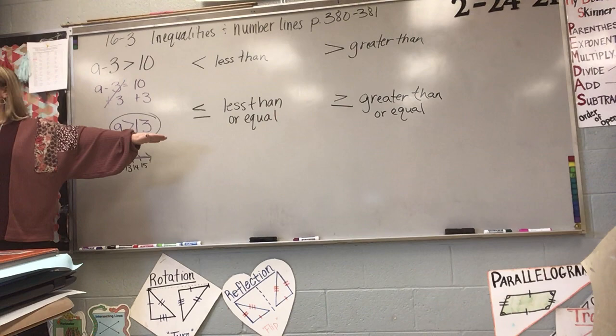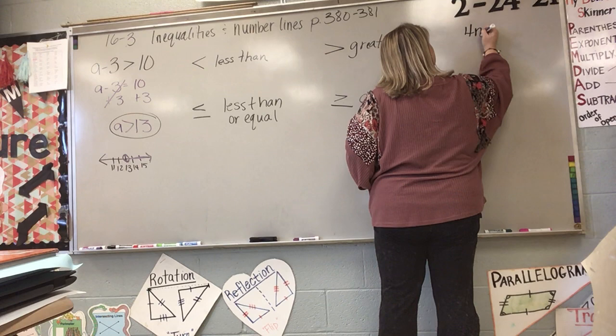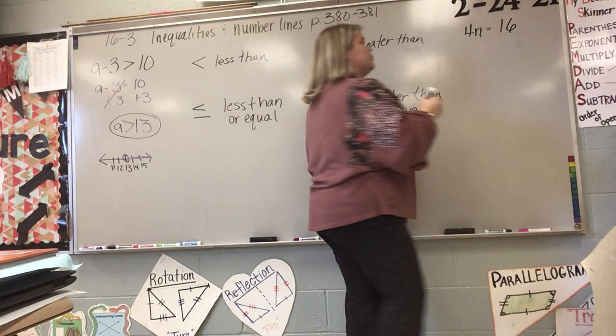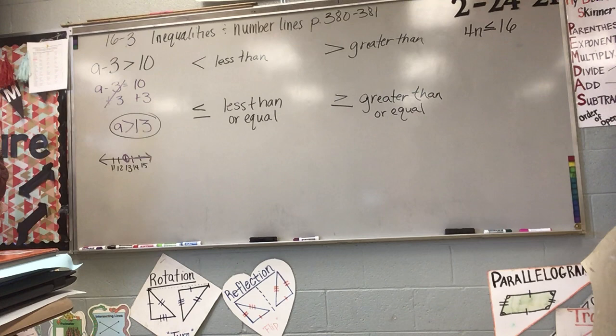Here we go. Here's another one. Okay, guys. Now, wait a minute. Where's the sign? I need to go to the sign. Okay, Jesse, thank you. 4n is less than or equal to 16. 4n is less than or equal to 16.